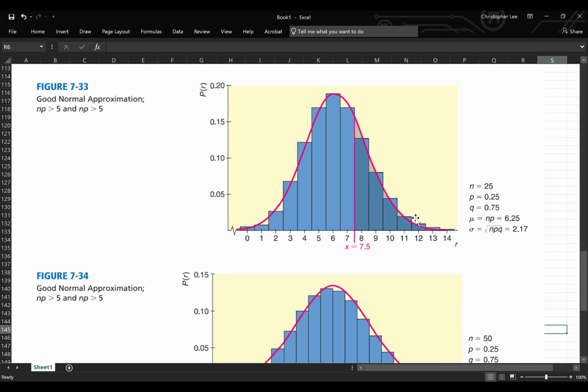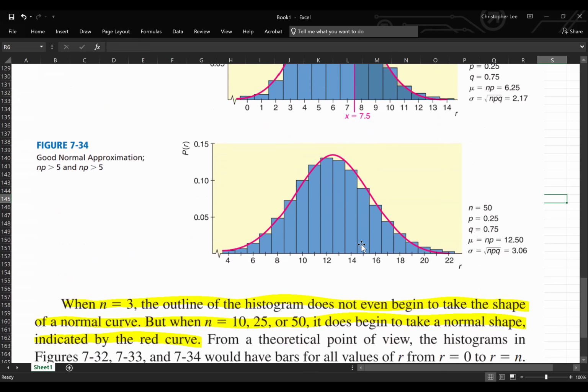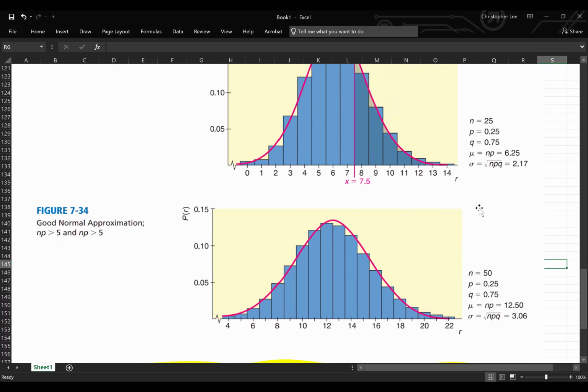So over here, n times p is 6.25, so we're good to go, right? You have your x is 75. Now you see with a question like this where n is 50, this is where we want to use a normal distribution to approximate it, right? I want y'all to look at something, right?